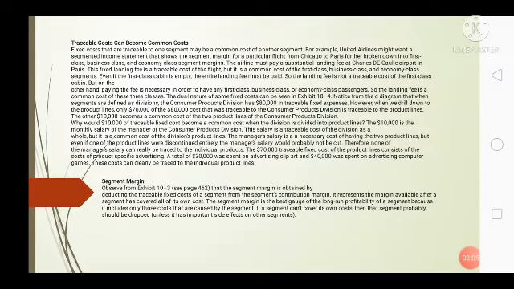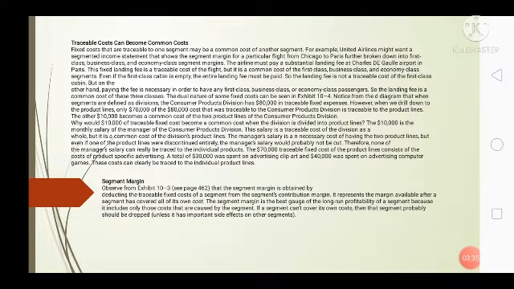Traceable cost can become common cost. Fixed costs that are traceable to one segment may be common costs of another segment. For example, United Airlines might want a segment income statement that shows the segment margin for a particular flight from Chicago to Paris, further broken down into the first class, business, and economy class segment margins.